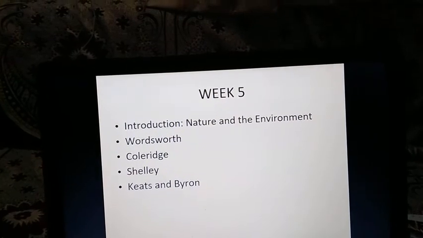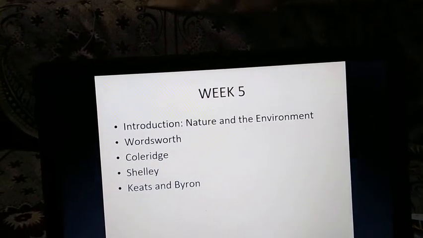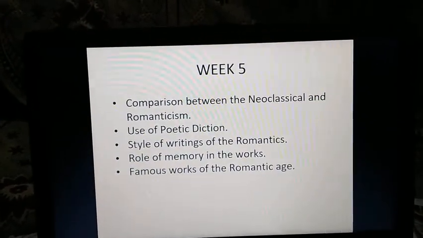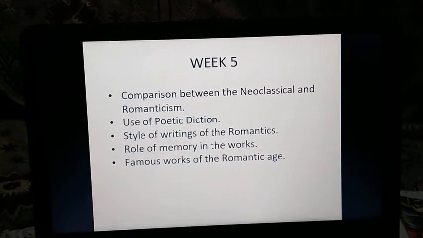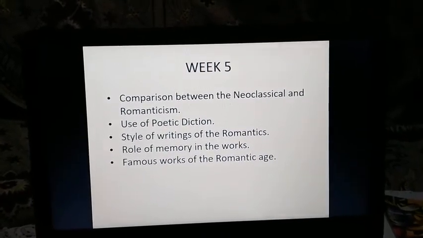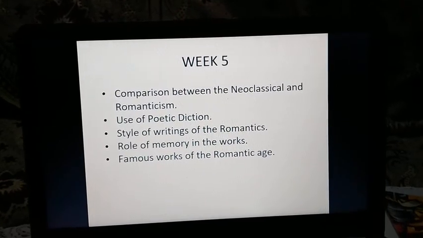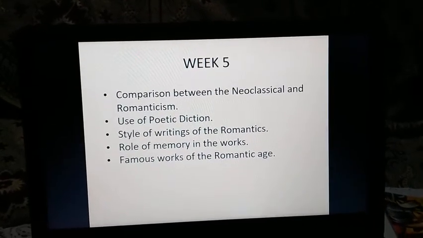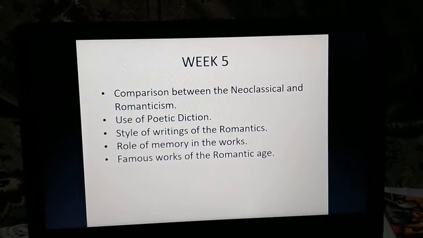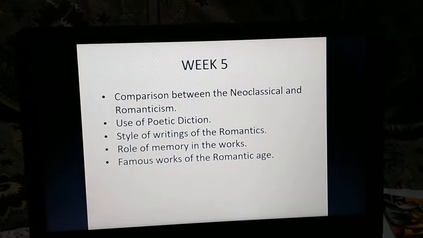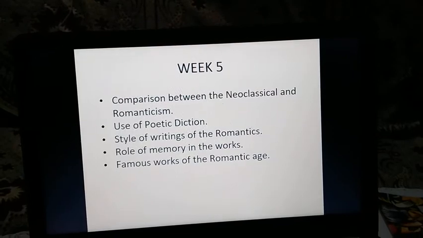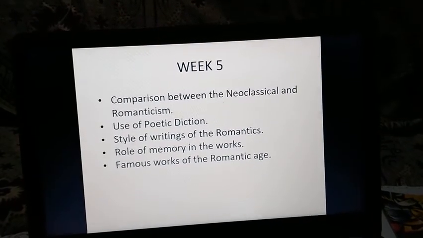We also had a small introduction to Shelley, Keats and Byron. They were the other prominent writers of this age. In week 5, we had a comparison between the neoclassical and Romanticism, the use of poetic diction, style of writings of the Romantics, the role of memory in the works and the famous works of the Romantic age. The concept of the artist as a visionary in tune with the deeper nature of reality, which has been part of any number of avant-garde movements, is essentially a Romanticist view.